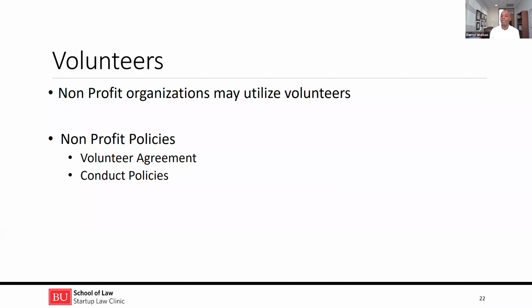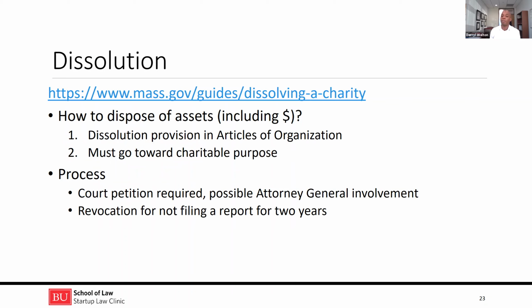Also, you're going to want to have a conduct policy, again, setting expectations for the volunteer so they know what to expect, and so that you know what to expect from them. And then I'll turn it back over to Sam for our last topic before we open up for questions.